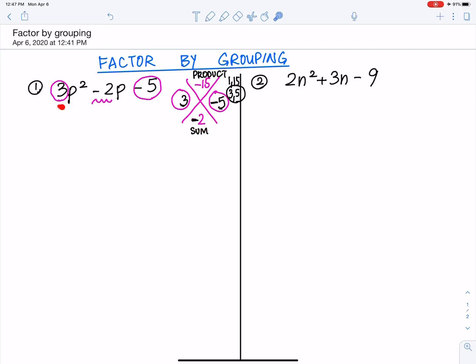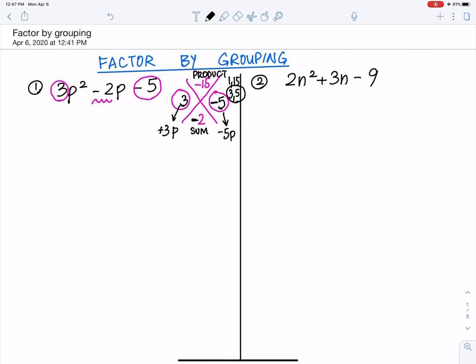Now remember, the coefficient was not 1, so that means this is not good. So each of these now represent the coefficient of the variable. So the variable in this problem is p, so we're going to put positive 3p. And for this part, we're going to have negative 5p.